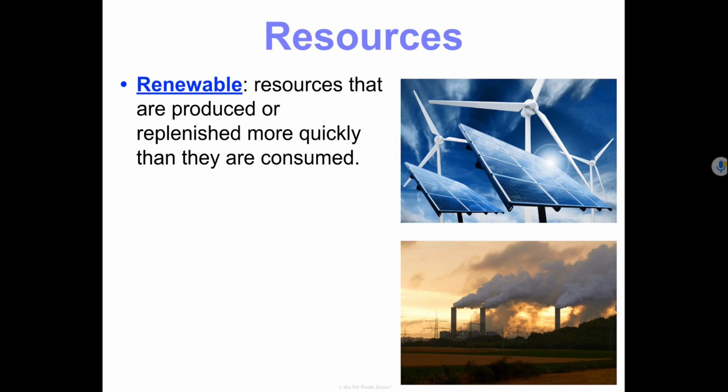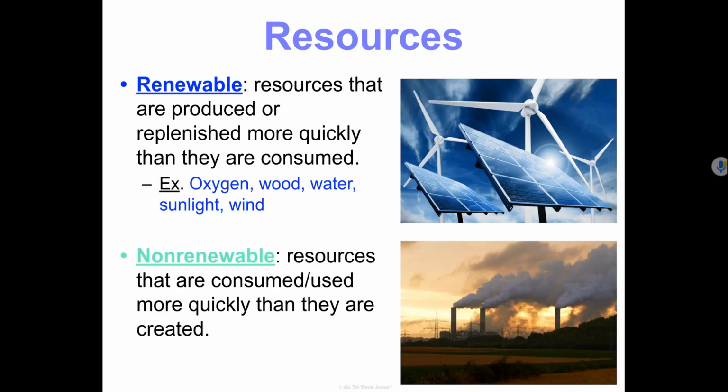Renewable resources are those that are produced or replenished more quickly than they are consumed. For example, oxygen, wood, water, sunlight, and wind. Non-renewable resources are those that are consumed and used more quickly than they are created. Examples of these would be fossil fuels, metal, and plastic.